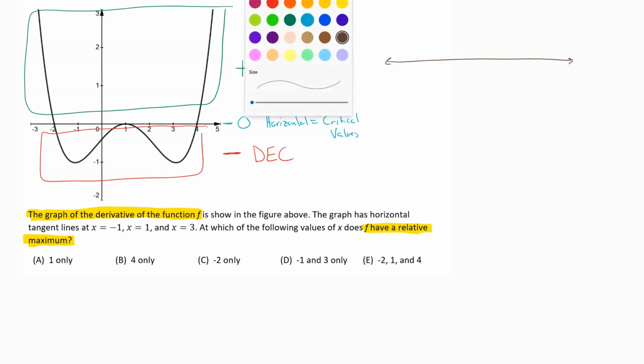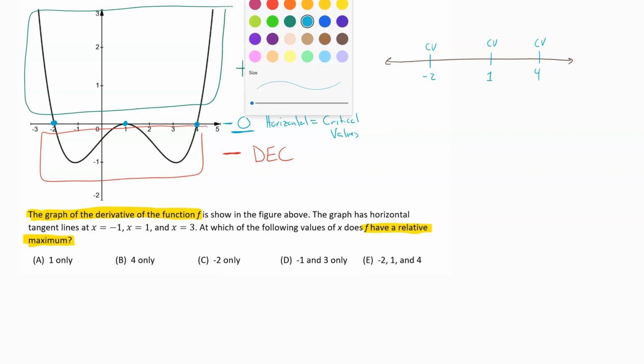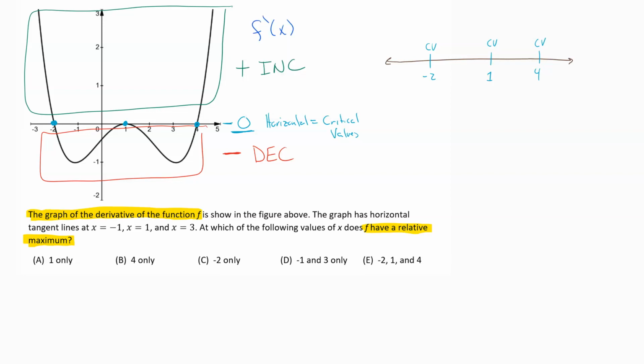So the first thing that I do with my number line is I come through and I mark where my critical values are. So critical values are wherever we would hit this 0 right here, wherever we hit the x-axis. So I know that I've got a critical value happening here at -2. I know I've got a critical value happening here at 1. And then I know that I have a critical value happening down here at 4. And now what I'm going to do is I'm just going to start reading off my first derivative data in each of those regions. Again, just like you would do on a first derivative test by hand.